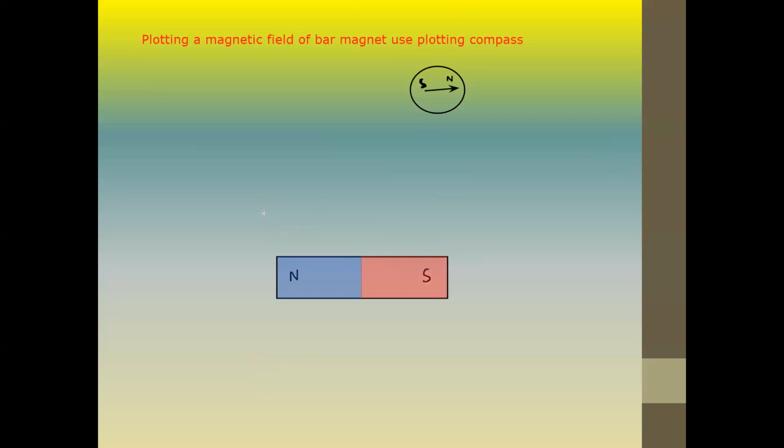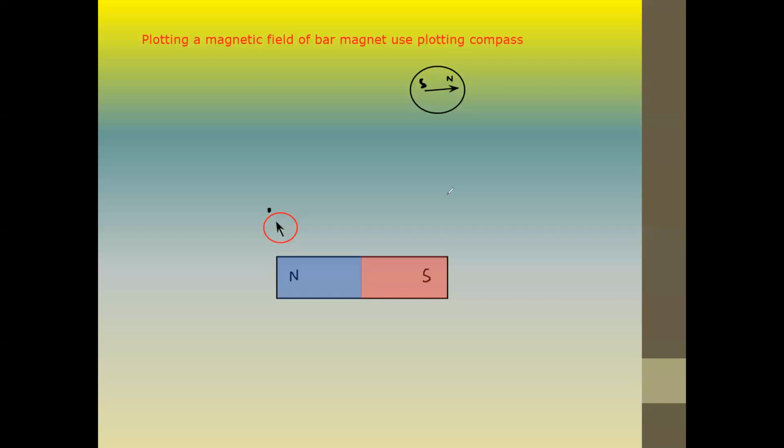So what we will do is place a plotting compass near the north pole. As we know, south pole and north pole attract each other and north pole and north pole repel. So the needle of the plotting compass will point in this manner, because the tail is the south pole and the head is the north pole. So the north pole is repelling the north pole and attracting the south pole. The plotting compass needle will point in a certain direction. At the position where the needle is directing, we will mark a point.